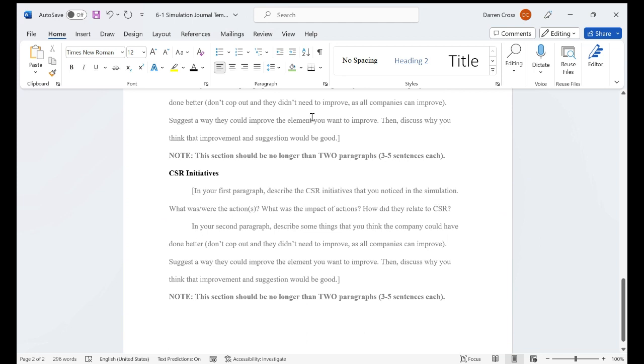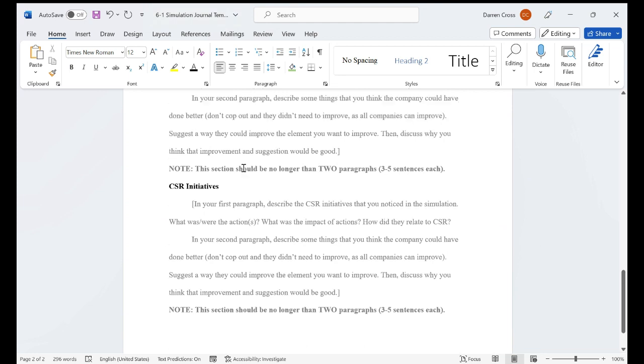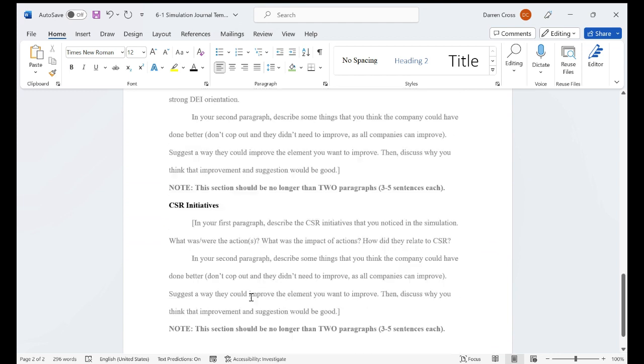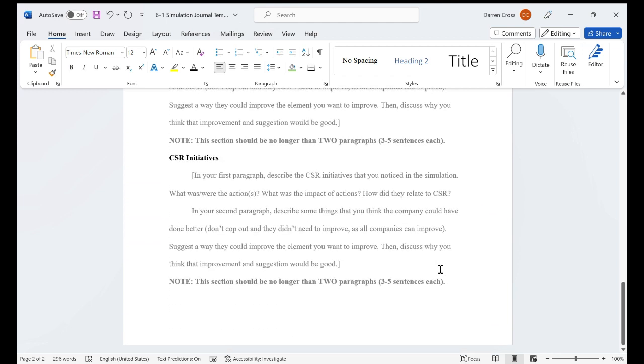Then in your second paragraph, much like the first section, you want to describe some things that you think the company could have done better. And again, don't cop out and say that they don't need to improve anything, because all companies can improve always. So suggest a way that they can improve that element, and then discuss why you think that suggestion would be good, right? So you actually want to dig into both of the things here: DEI practices, improvement, CSR, and improvement. And that's all you need to do.